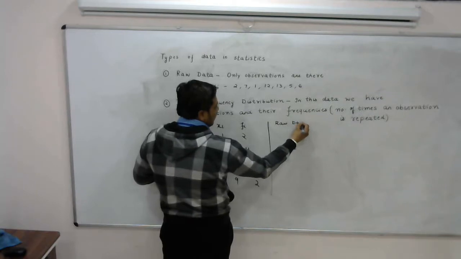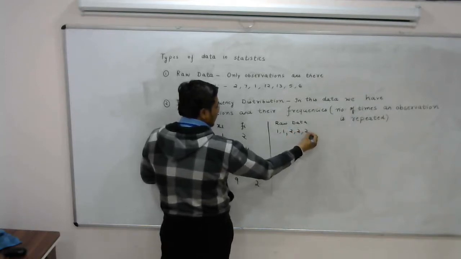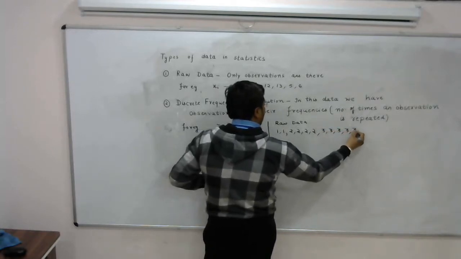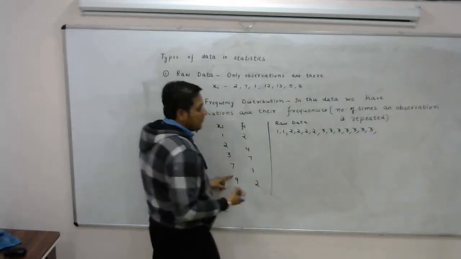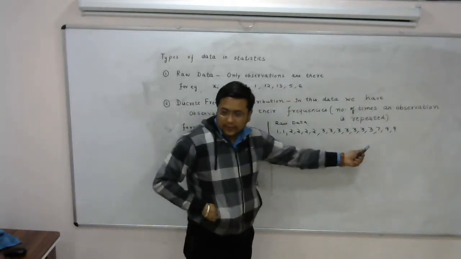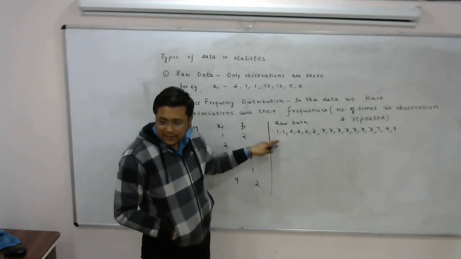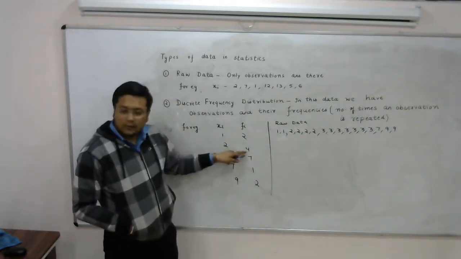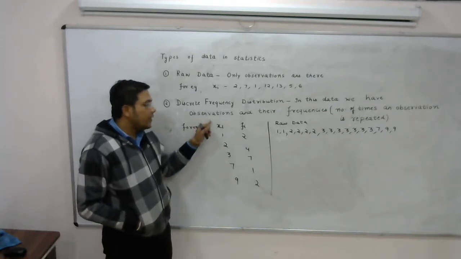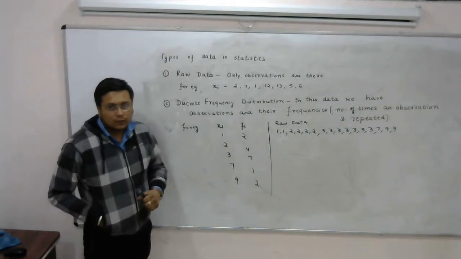If I look at its raw data, see, 1 is coming 2 times, 2 is coming 4 times, 3, 7 times, 7, 1 time, and 9, 2 times. So this type of data will become very large. In order to make our data small, we will take frequencies. Then 1 is coming 2 times, 2 is coming 4 times, 3 is coming 7 times. So this is known as discrete frequency distribution, where we have observations and the number of times an observation is repeated. Put it down.